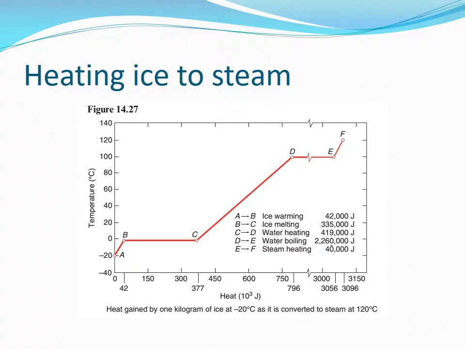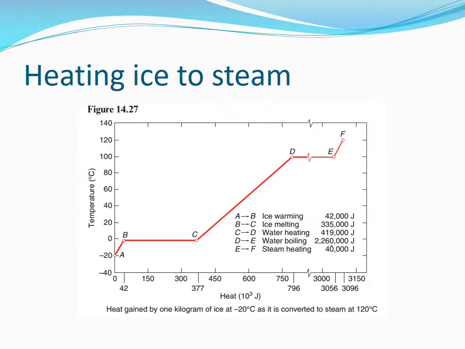The figure shows the amount of heat energy needed to convert 1 kilogram of ice at minus 20 degrees Celsius to steam at 120 degrees Celsius. There are 5 steps to the process. First, the ice must be warmed to 0 degrees Celsius. This takes 42,000 joules. Then, at 0 degrees Celsius, all the ice must be melted. This takes 335,000 joules of energy.